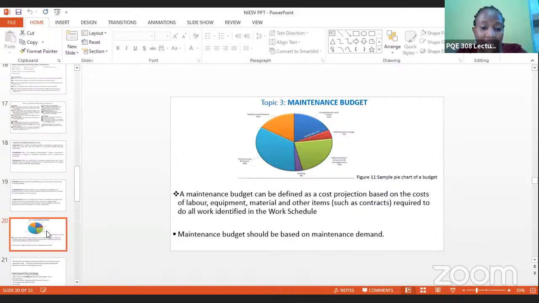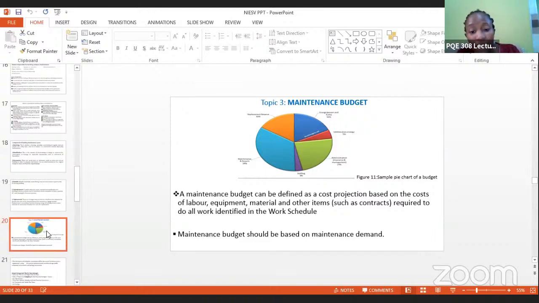A maintenance budget can be defined as a cost projection. This figure 11 is just showing a pie chart of a budget, saying okay, this is what I'm going to allocate to this particular area, depending on the need of that area. So a maintenance budget can be defined as a cost projection based on the cost of labor, equipment, material, and other items. So a budget shows the quantum of need of each department.